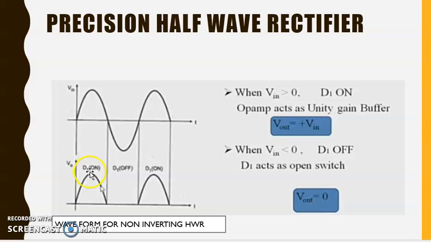Here you can see that D1 is on in the positive half cycle and D1 is off in the negative half cycle. Here it is also mentioned. When Vin, the input signal, is greater than 0, D1 is on and the operational amplifier acts as a unity gain buffer, so Vout is equal to Vin. When Vin is less than 0, means in the negative half cycle, D1 acts as an open switch, means open circuit, and D1 will be in the off position, so Vout is 0. This is the waveform for the non-inverting half wave rectifier.